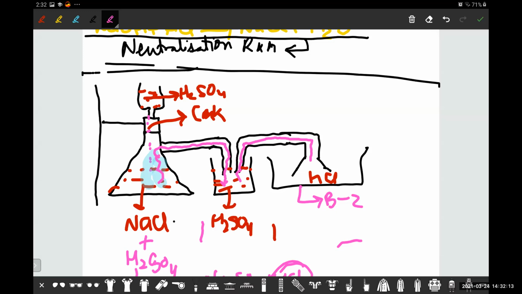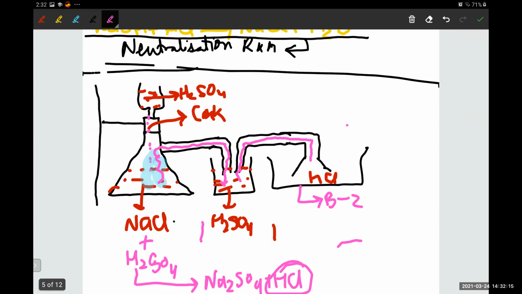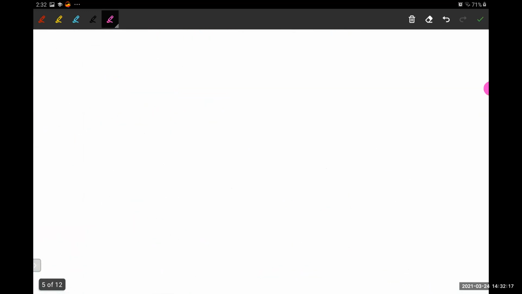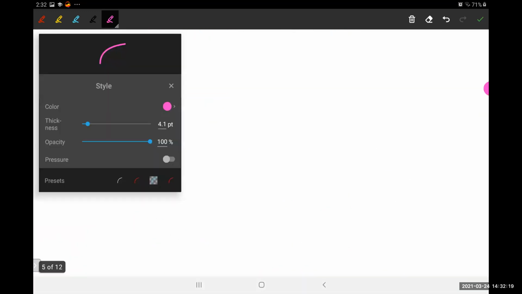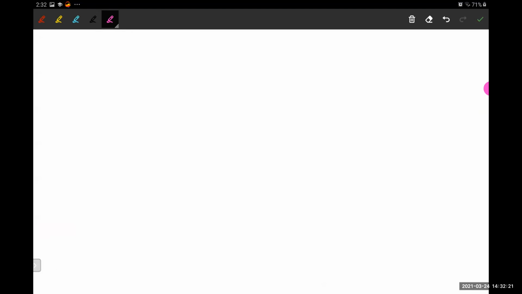Now a question arises: for dehydrating, can we use other dehydrating agents? Other drying agents can be used, like P2O5, that is phosphorus pentaoxide, and calcium oxide, CaO, can also be used. But why isn't it used?